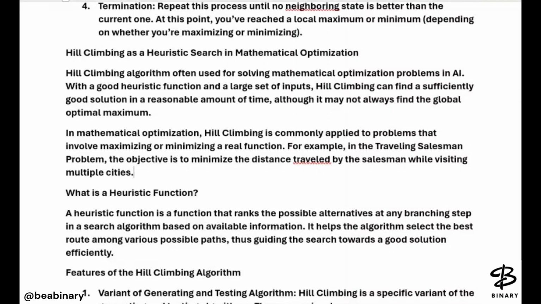So what is a heuristic function? A heuristic function is a function that ranks the possible alternatives at any branching step in a search algorithm. It ranks the possible best moves further, तो वो rank करेगा based on available information. And what is the available information? Information about the actions, about the moves, about the initial state, right? So it ranks the possible alternatives at any branching step in the search algorithm based on the available information.